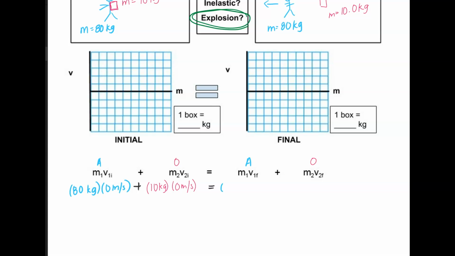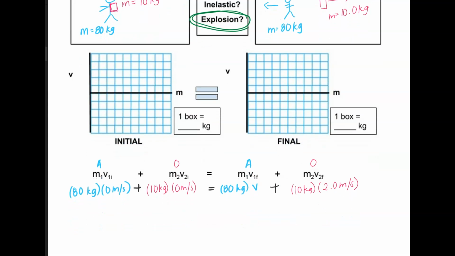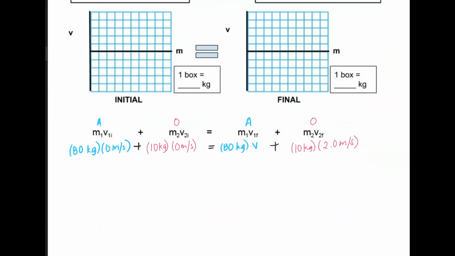Now for the astronaut, we know that its mass is 80 kilograms. We don't know its velocity. And we know that the mass of the oxygen tank is 10 kilograms, and it's moving in the positive direction at 2.0 meters per second. Now, if you drew your oxygen tank flipped where it's moving in the negative direction, you'll just need to add a negative sign here. But since in my picture it's moving in the positive direction, I'm not going to put the negative sign for the velocity.